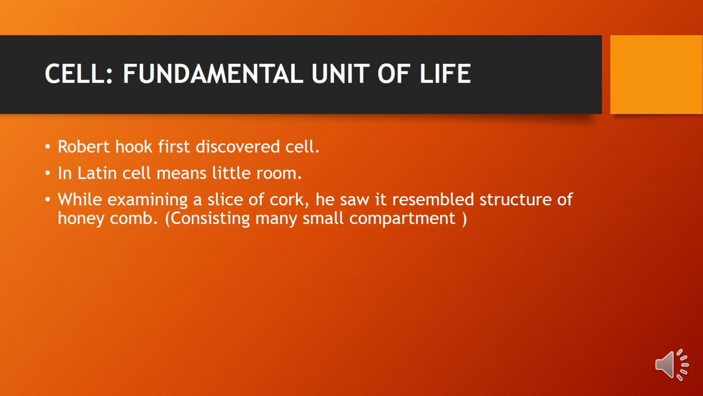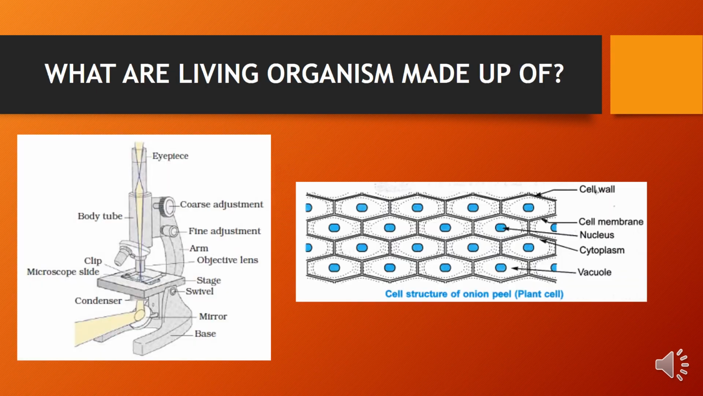As you know, the cell is the fundamental unit of life. In the Latin language, cell means little room. The cell was first observed by Robert Hooke while examining a slice of cork. Now what is cork? It comes from the bark of a tree. While examining a slice of cork, he saw that it resembled the structure of a honeycomb, consisting of many small compartments. So it is a cell.